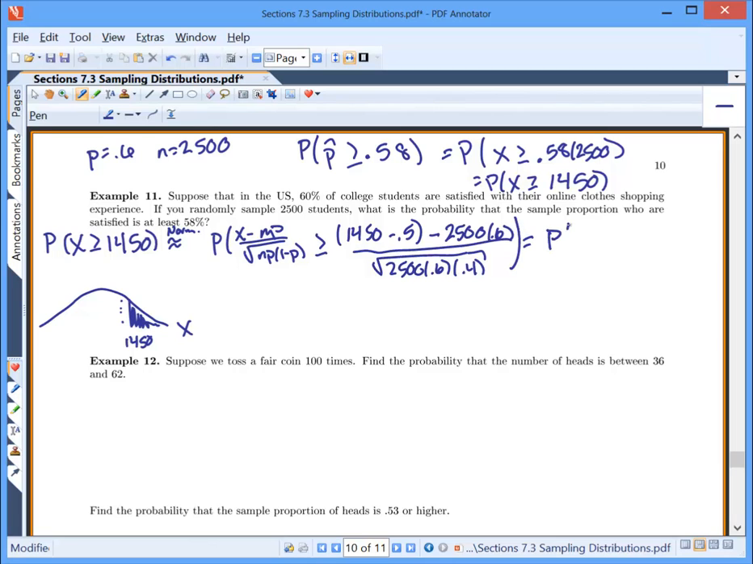So this gives me the probability, because I standardized, that z is greater than or equal to negative 2.06. And I have to use the complement rule here when I look it up on the table, because the area to the left is 0.0197. So 1 minus that gives me that the area to the right is 0.9803.